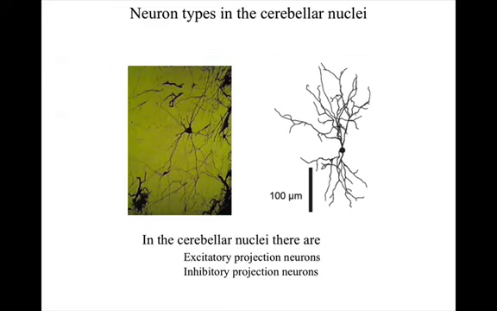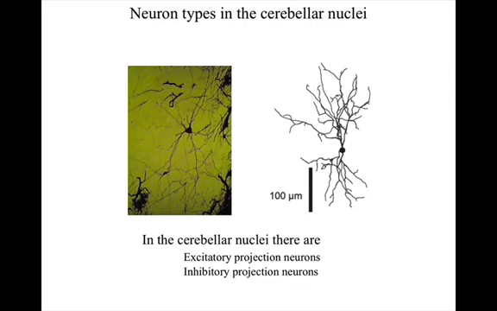In the cerebellar nuclei, there's 2 types of projection neurons. There's GABAergic inhibitory neurons that target the inferior olive, and glutamatergic excitatory neurons that target the thalamus and the spinal cord. These projection neurons fire tonically. In other words, they fire steadily in the absence of input, but the firing rate is modulated by their inputs. And there's also inhibitory interneurons with axons limited to within the cerebellar nuclei.